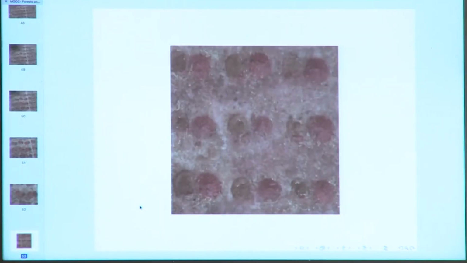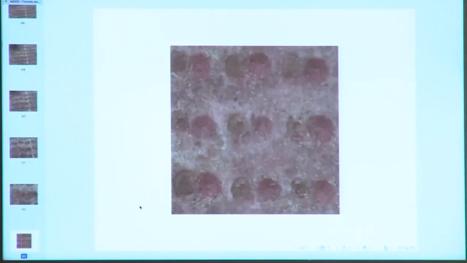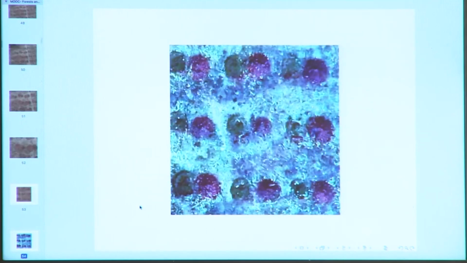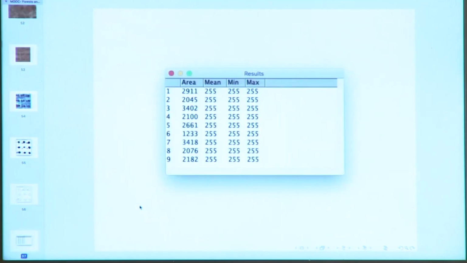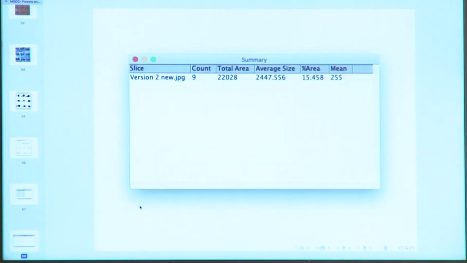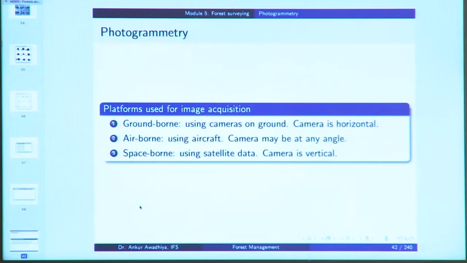Then we looked at how we can perform these computations in an automatic manner. There we started with this image of the pits that are dug and the soil that is there along with the pits, and we converted them into a black and white image, a binary image. With this binary image the computer was able to tell us the number of pits that are dug, the sizes of different pits, the average size of each pit, and so on.